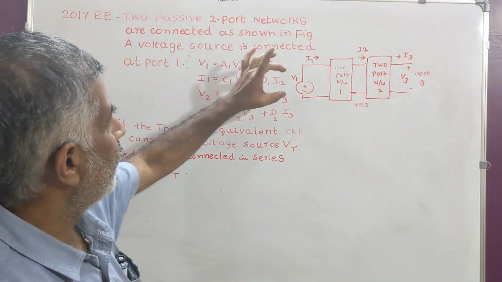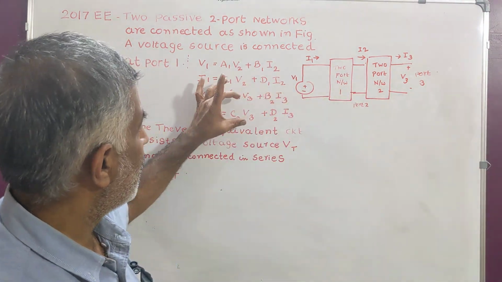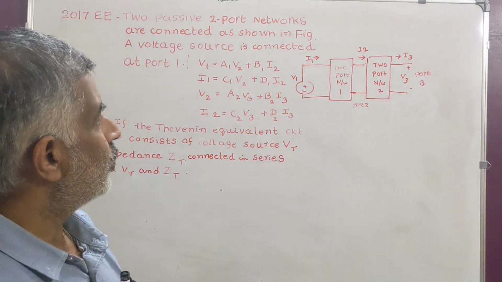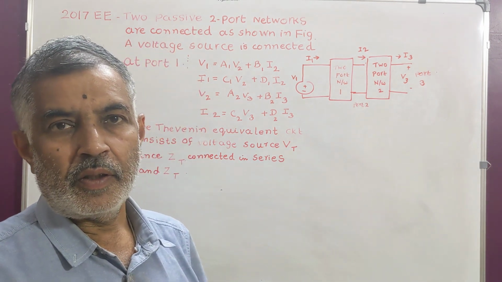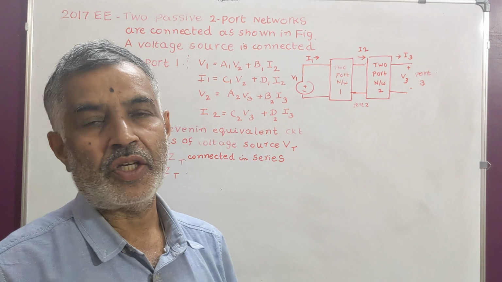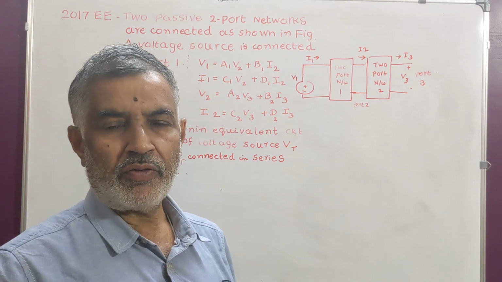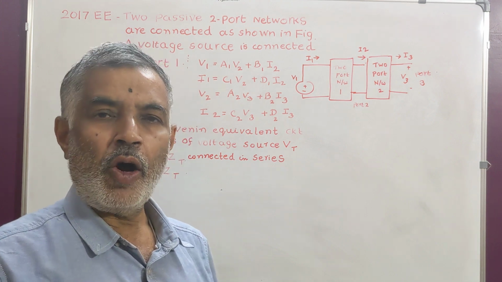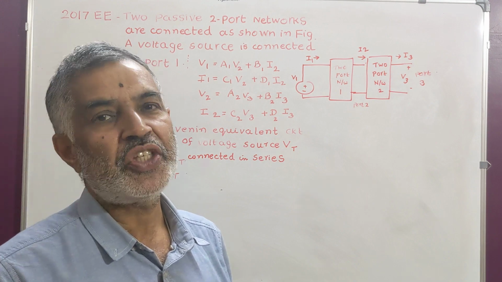And these two are equations for two-port network number 1. These two are equations for two-port network 2. So we have this connection, which is what is called a chain connection, also known as cascade connection. Cascade means human chain. Input of one is connected to the output of the other, or output of one system is connected to the input of the other. That is what is known as human chain.